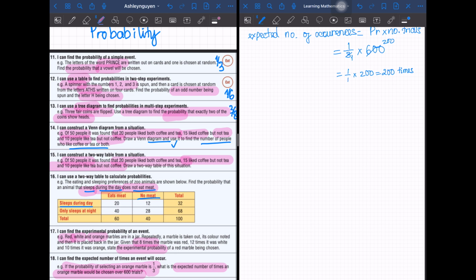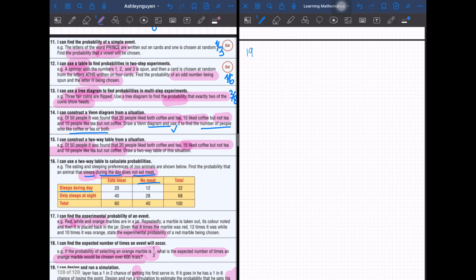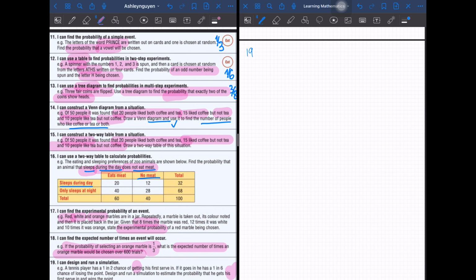Let's come to the last one. Number 19 is a bit long, so I'm going to move to a new page. So number 19. A tennis player has a 1 in 2 chance of getting his first serve in. If it goes in, he has a 1 in 6 chance of losing a point. Design and run a simulation to estimate the probability that he gets his first serve in and wins the point.